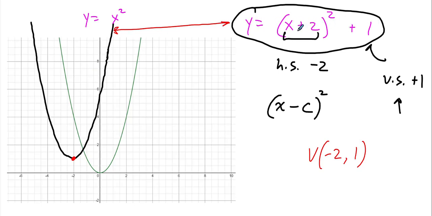Now notice I'm leaving this in vertex form, because if I were to open up the parentheses, I would lose some information. I would lose where my vertex is. It wouldn't be very obvious. I would actually have to complete the square to get back to this position. So it's much easier to see the transformations when it's written in this form.